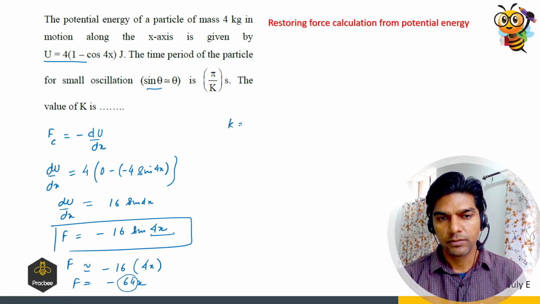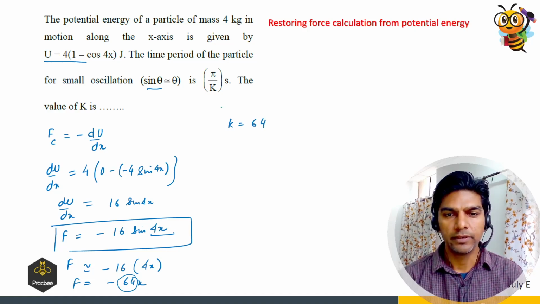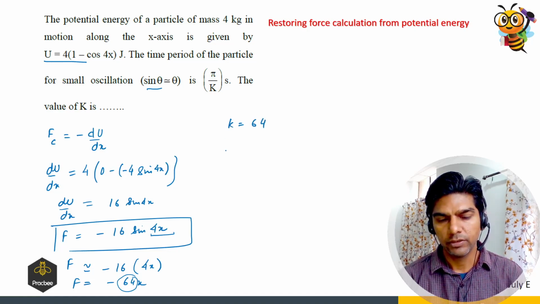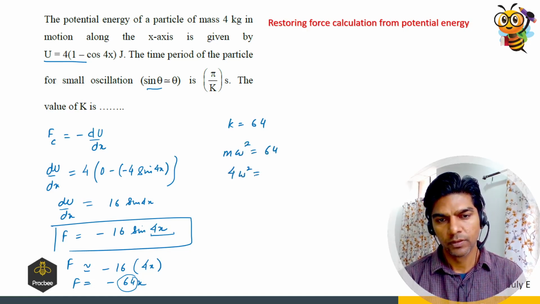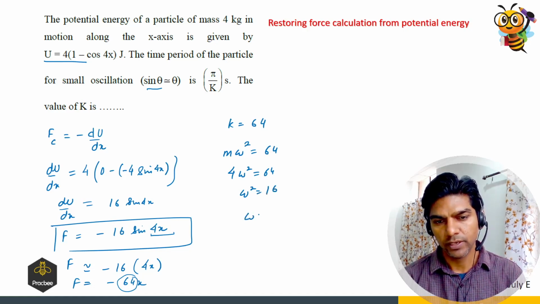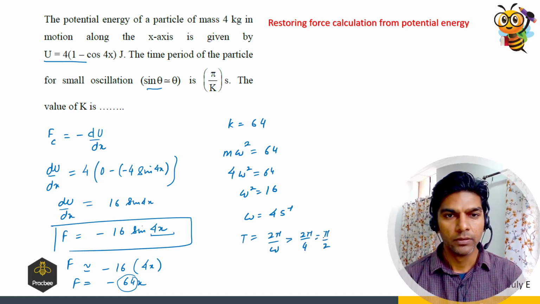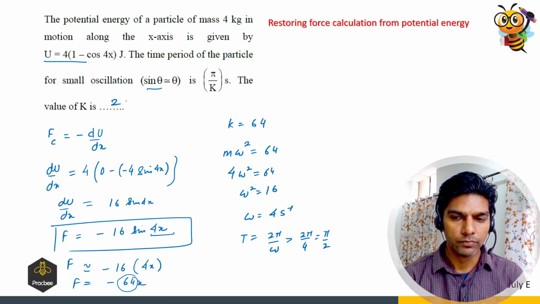So k is 64, and we have to find the time period, and this k can be written as m omega square, and mass is given as 4 kilograms. Now from this, omega square will be 16, so omega comes out to be 4 second inverse. So time period will be 2 pi by omega, which is 2 pi by 4, and it will be pi by 2. So k will be 2. So 2 is the answer.